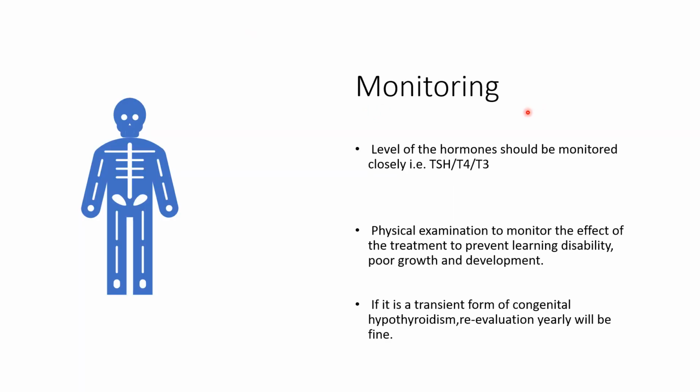In congenital hypothyroidism, we don't want the future of that child to be jeopardized because of our own failure today. So we'll be monitoring the level of hormones like TSH, T3, T4, and physical examination to monitor the effects of the treatment, to prevent learning disability, poor growth, and impaired brain development. Okay. If it is a transient form of congenital hypothyroidism, we will evaluate yearly, and that will be fine.